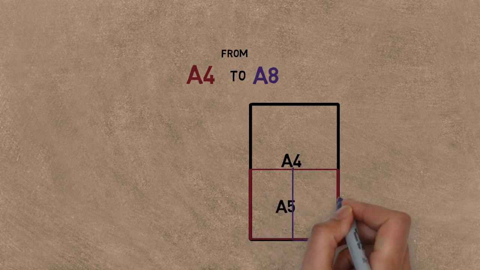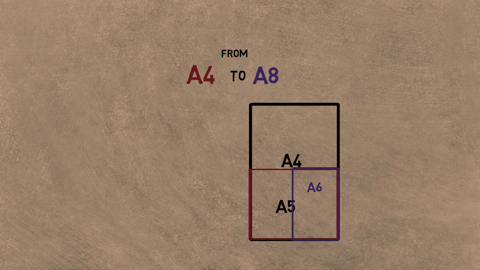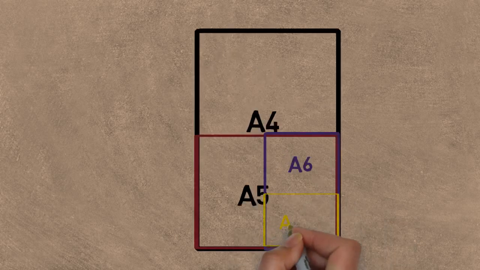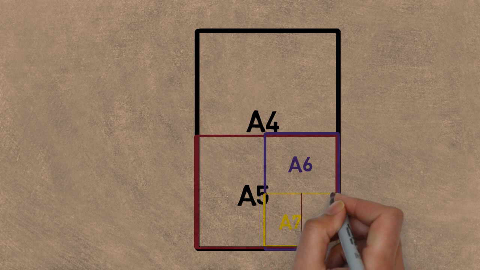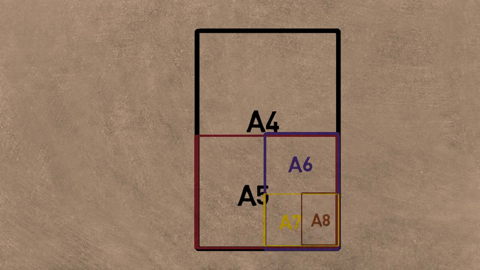The length of A6 paper is the same as that of A5 paper, but its width is half of that of A5 paper. A7 paper has a width the same as that of A6 paper, but its length is half of that of A6 paper. And lastly, A8 paper has a length the same as that of A7 paper, but its width is half of that of A7 paper. So this is how the size decreases.